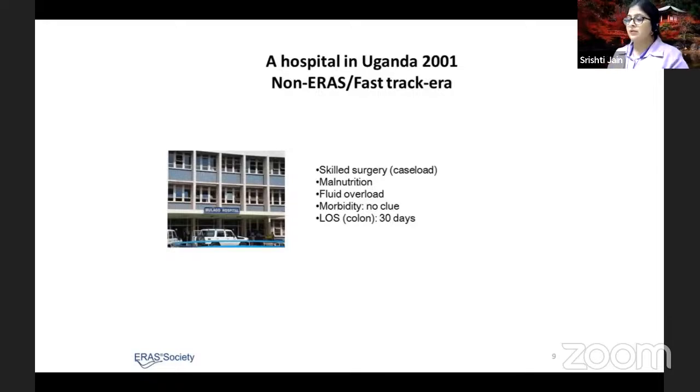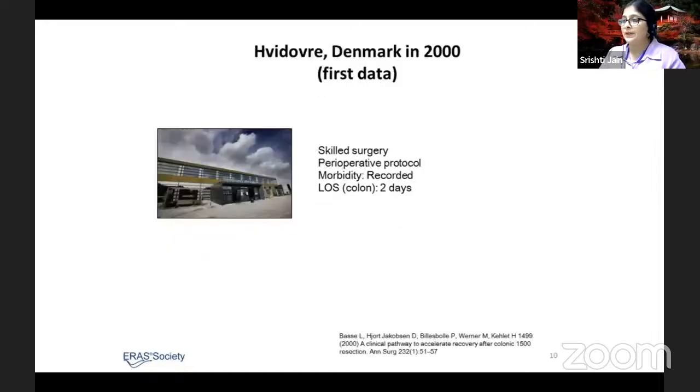And what he found was that the surgeons were obviously very skilled. They had an immense caseload, and they were operating far more patients in one day than were being operated in any good hospital of Europe. But despite the patient load, the perioperative protocols were ignored, malnutrition was rampant, fluid overload was overlooked, and there was no clue about the morbidity, and they had very lengthy hospital stays, even up to 30 days.